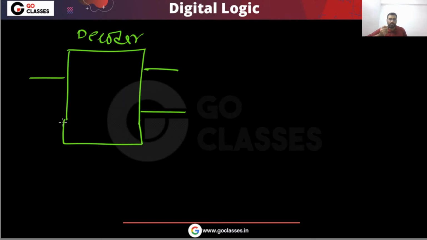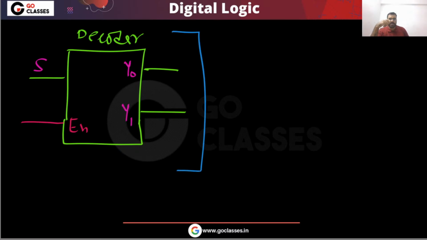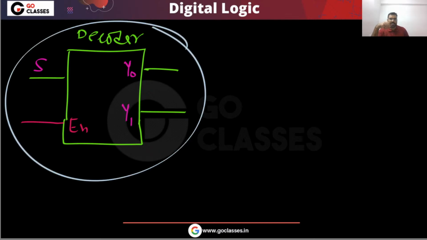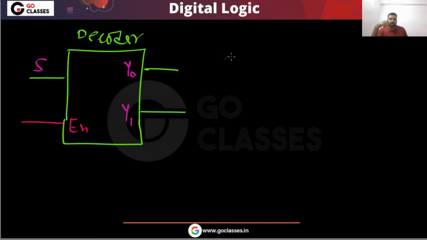I have a 1 by 2 decoder. This is your select line. These are your outputs, you can call them Y0 and Y1. And this is your enable signal. Now tell me, if I want to create a demultiplexer from this, how can I make this work as a demultiplexer? Remember, this is a decoder.